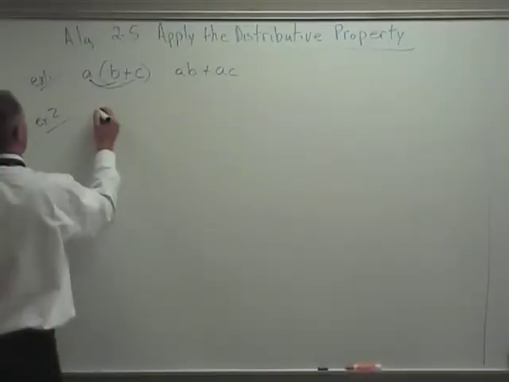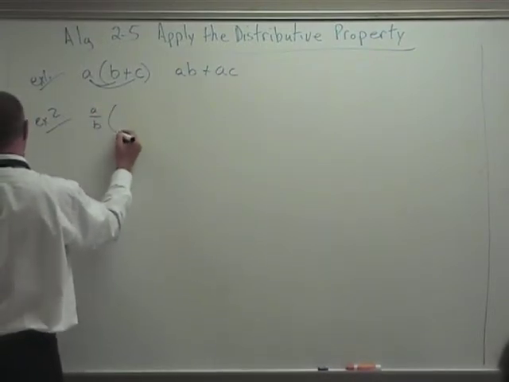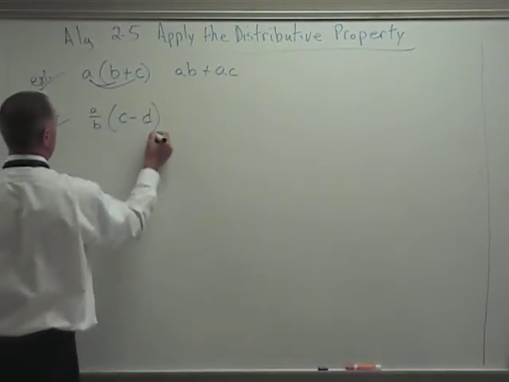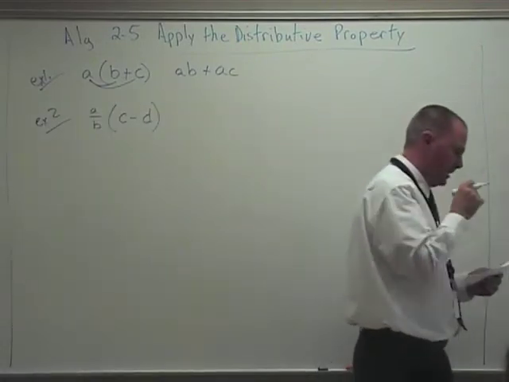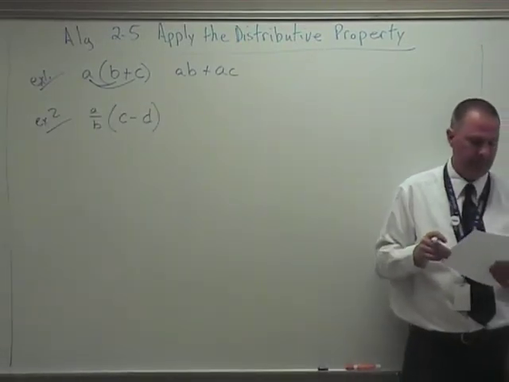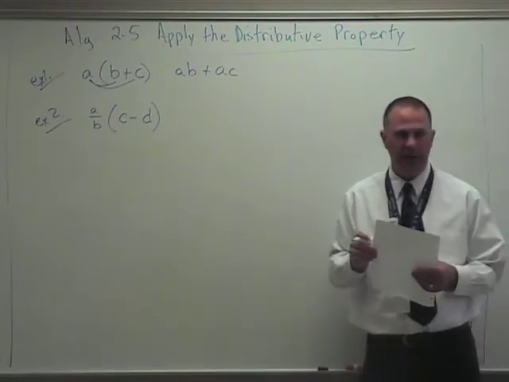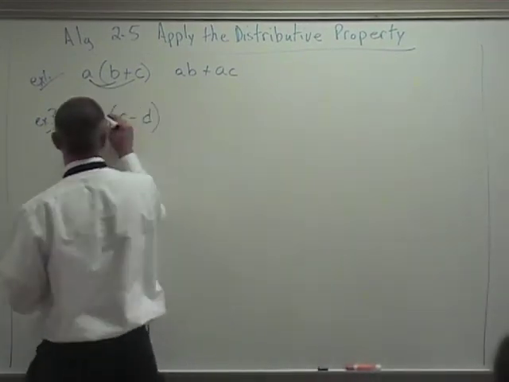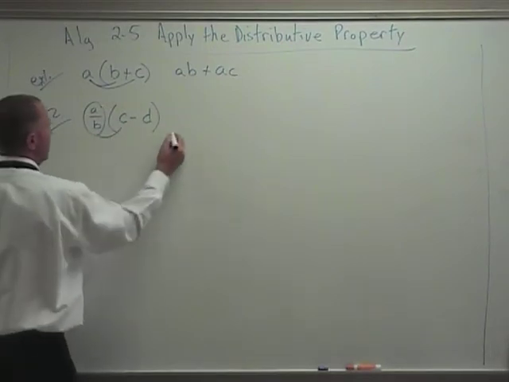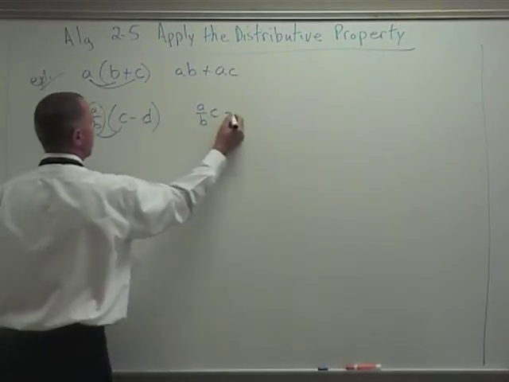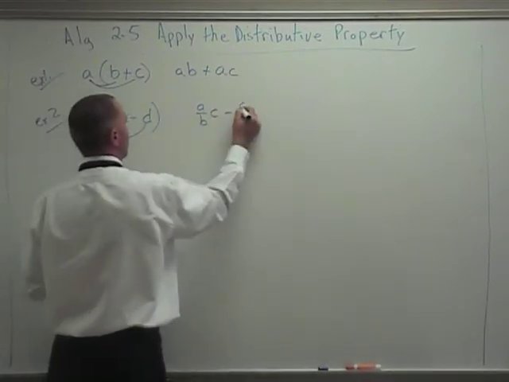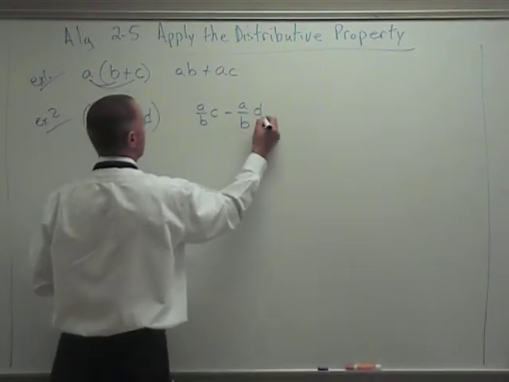Okay? Example 2 is A over B. We're going to do a fraction times C minus D. Again, you just take that fraction times everything on the inside. A over B times C is just A over B times C. But also, I'm going to rewrite it here in a minute. Keep the sign the same. And then it's A over B times D.